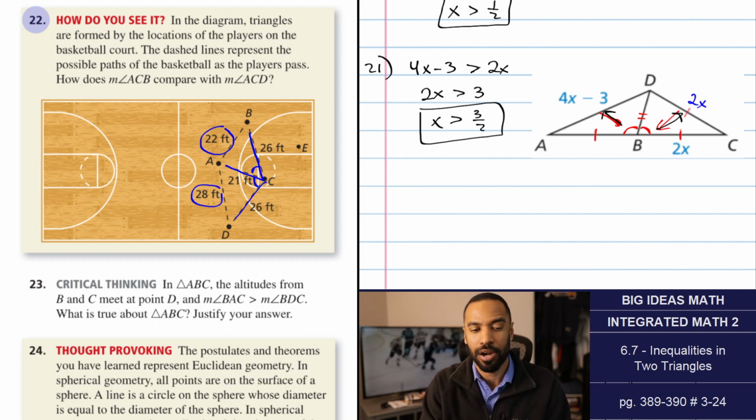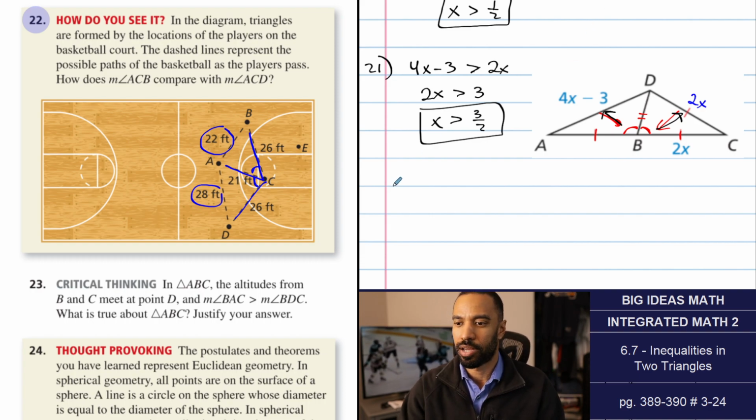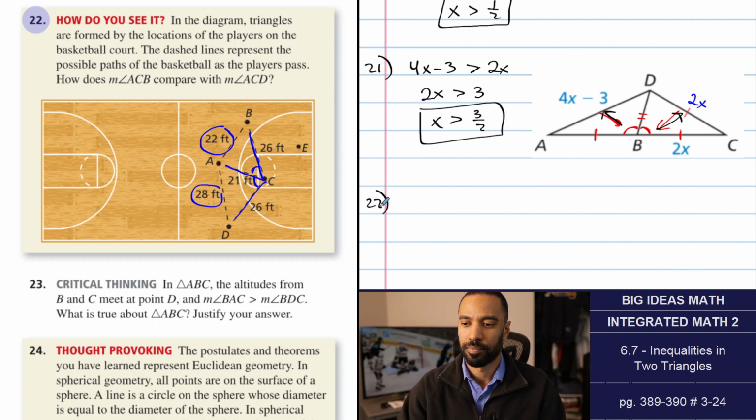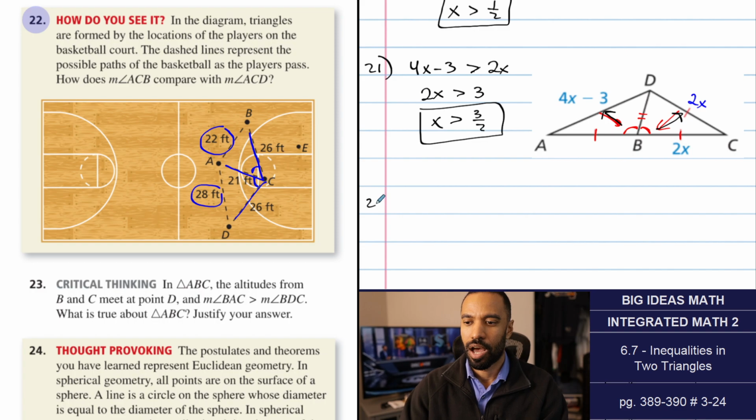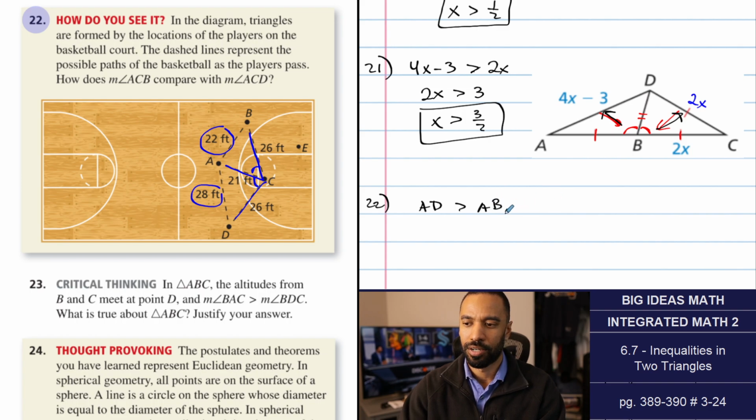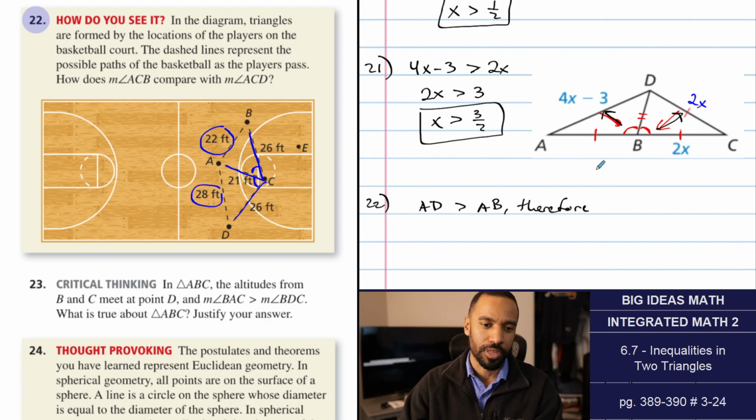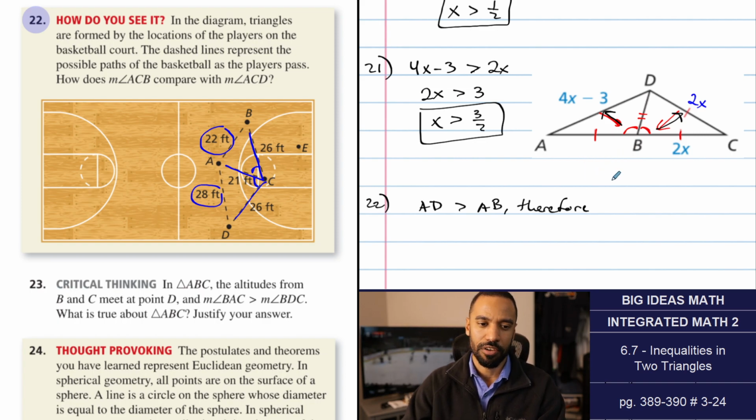So how do they compare? Let's just write it out. Just the answer. Or I'll just say 28 feet is greater than 22 feet. No, not 28, 22. AD is greater than AB. Therefore, with everything else that we know, that's true. AC is equal to itself. All that by the converse of the hinge theorem.